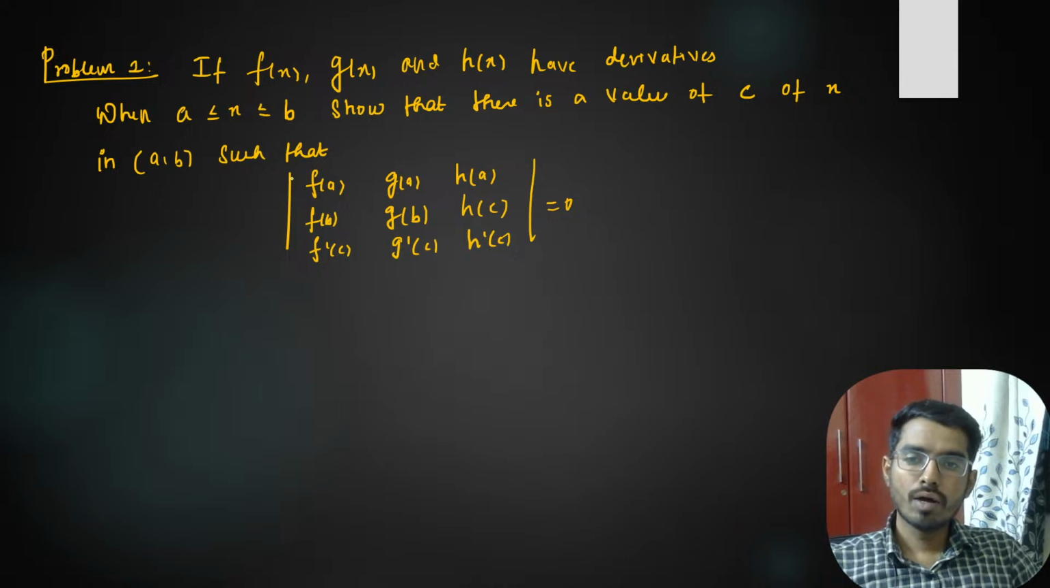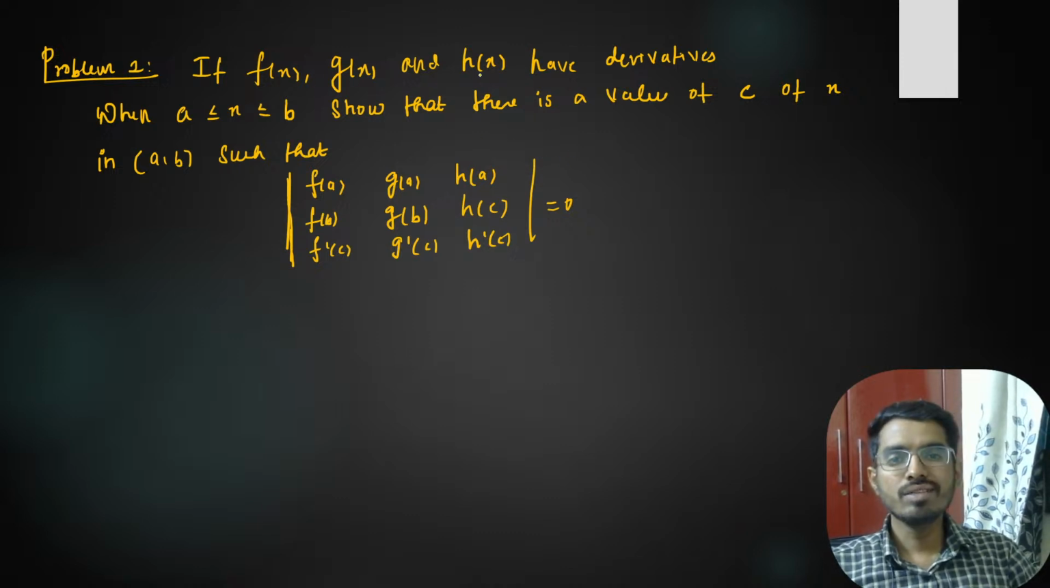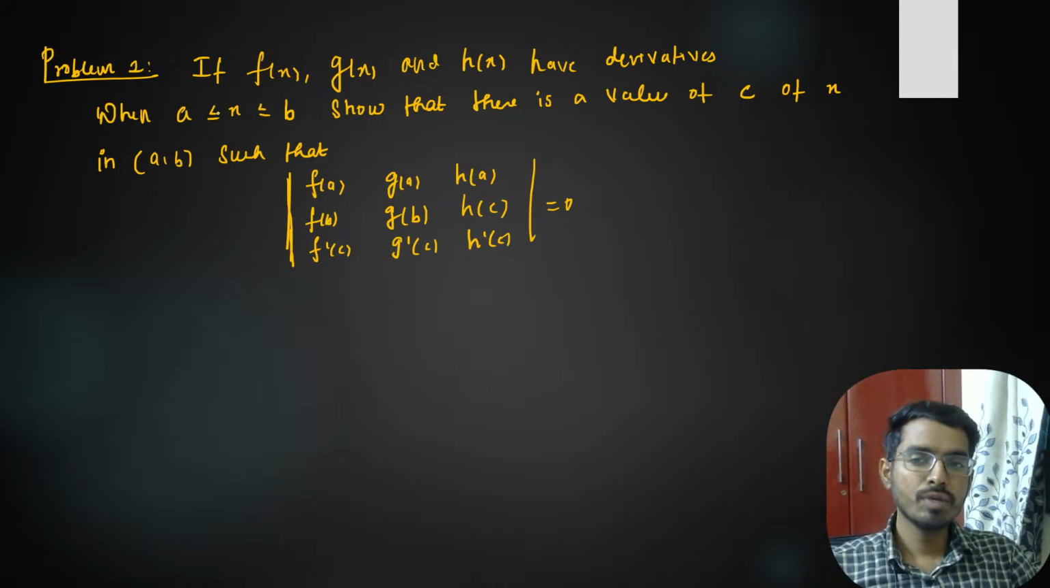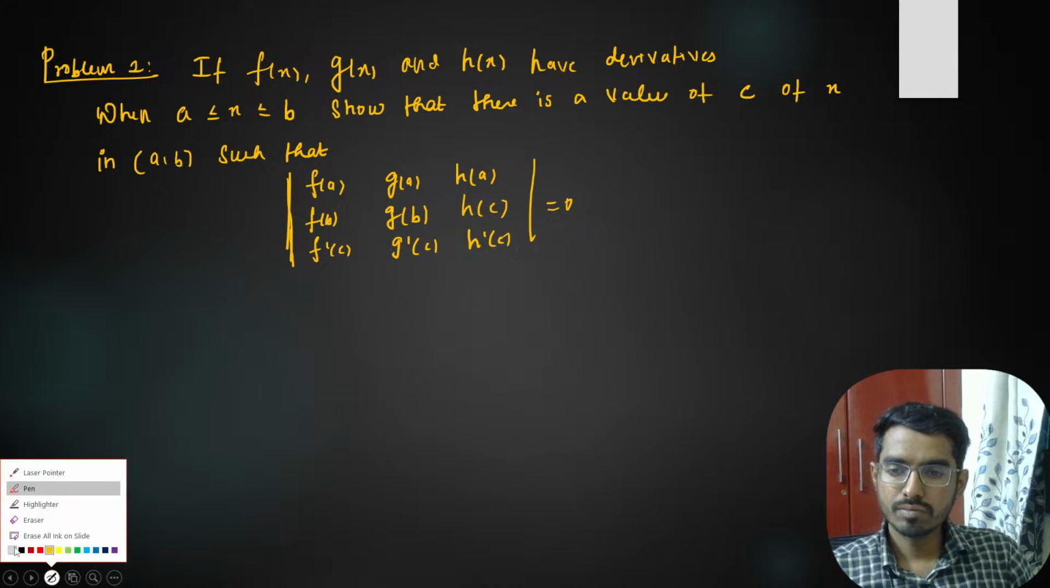So what I need to do is, we have three functions f, g, and h, and all these functions are differentiable for all x in the closed interval a comma b. Then we need to show there exists a number c in the interval a comma b, such that this happens, right?